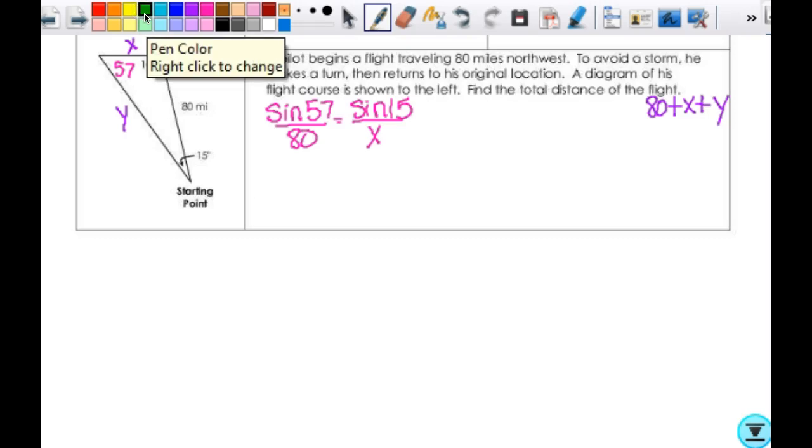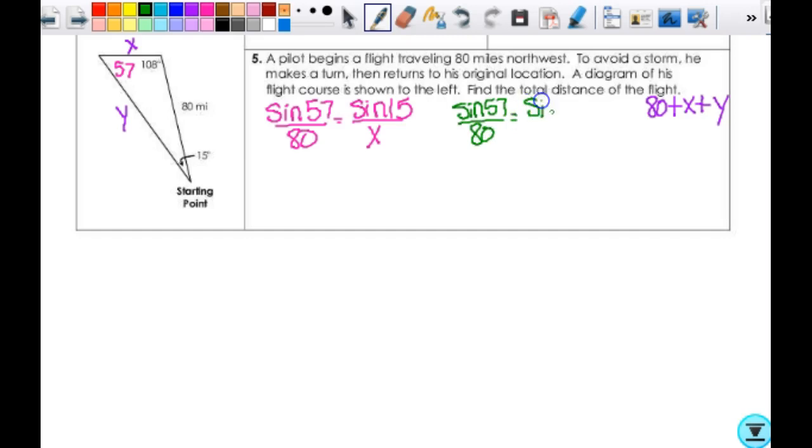Now, I could find x and then use x to find y, but it's safer to use what they gave me. So the sine of 57 over 80 again is going to equal the sine of 108 over y. Okay, everybody okay with that?